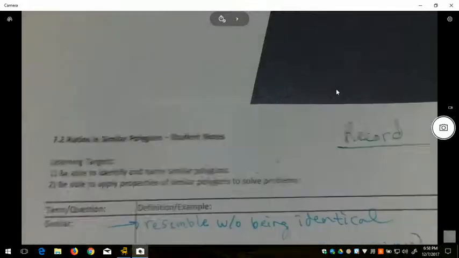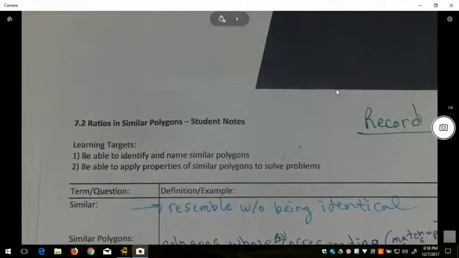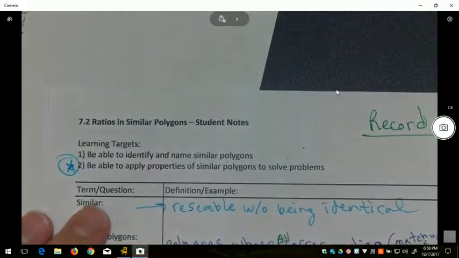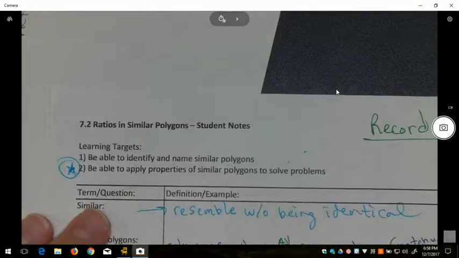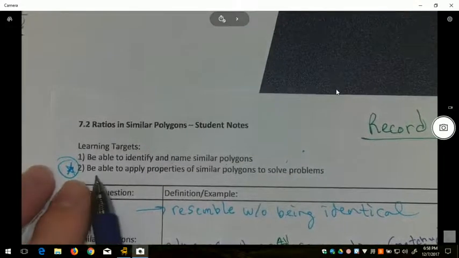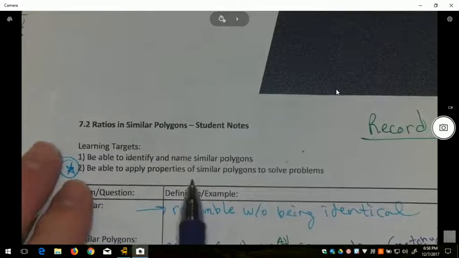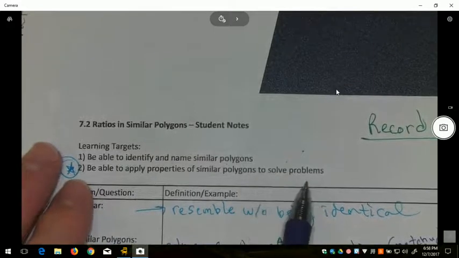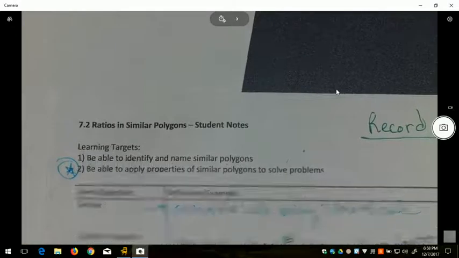You missed class and did not get the rest of the 7.2 notes, or perhaps you just are really excited about taking notes and want to know what's coming ahead so you can start your work a little faster in class. If that's the case, pay attention to this video clip on being able to apply properties of similar polygons to solve problems from lesson 7.2 of Calc Path Geometry.